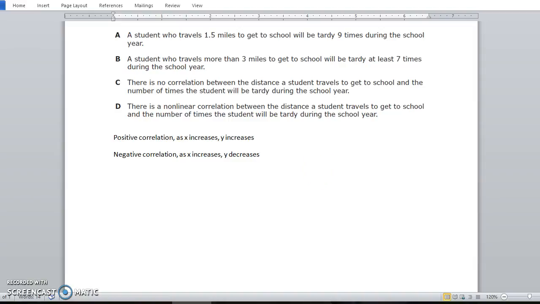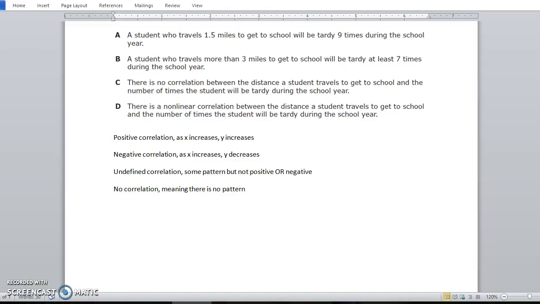You also have undefined correlation, which means that there's some kind of a pattern. You can see some kind of a shape, some kind of a trend happening, but it's not clearly positive or negative. Some pattern, but not positive or negative. And that's why we call it undefined. We can't define it as positive or negative, so it's undefined. Finally, there's no correlation, meaning there is no pattern.